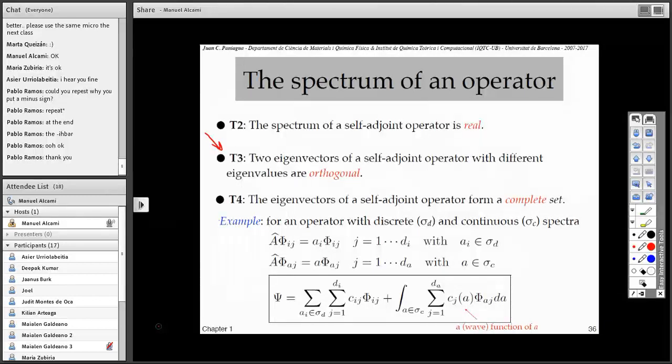The eigenvectors of a self-adjoint operator form a complete set. Yeah, I have a question here. But in the example, in the previous example of the three-dimensional Hilbert space, the eigenvectors of the degenerated state were also orthogonal. What happens when we have degeneracy?